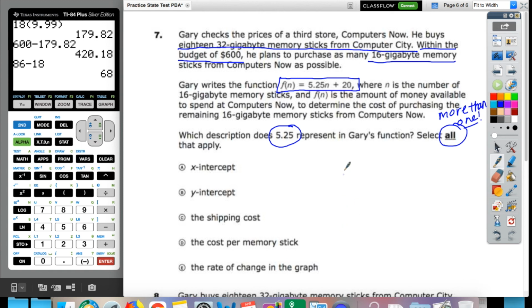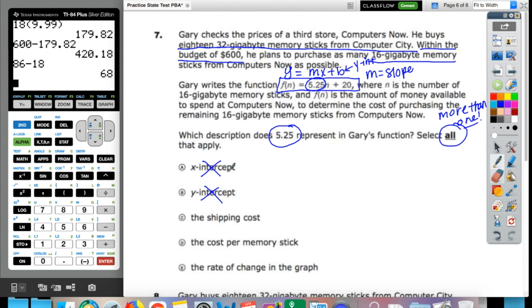So we have a linear equation here that's just in the form y equals mx plus b. So what comes before the variable? Well, the number before the variable is always your slope. That's your m. So would the slope be the x-intercept? No. Those are not related at all. Would the slope be the y-intercept? No. The y-intercept is at the end of the equation. That's the b.